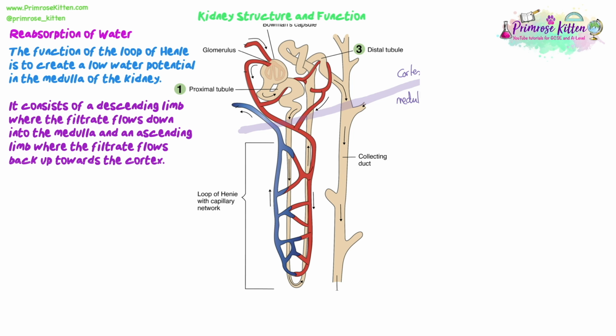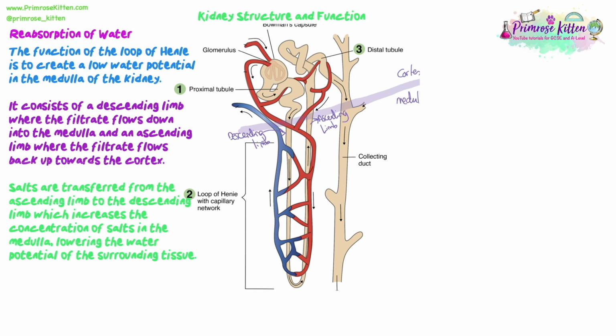So the descending limb, descending as in moving down, doesn't necessarily mean moving down here. What it means is moving down into the medulla or away from the cortex. And limb here just means like arm, basically. So the descending limb is moving down into the medulla, and the ascending limb is the filtrate moving back towards the cortex. Salts, so ions, are going to be transferred from the ascending limb to the descending limb, and the concentration of the salts in the medulla is then going to increase, and therefore it's going to decrease the water potential of the tissue that surrounds the loop of Henle.